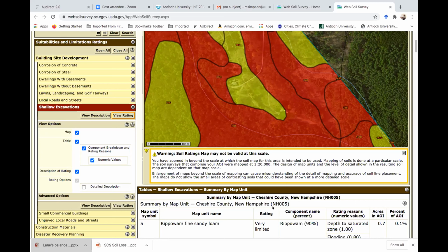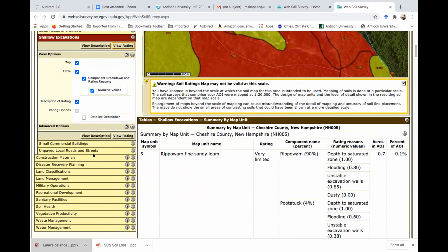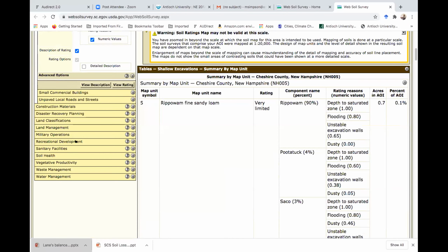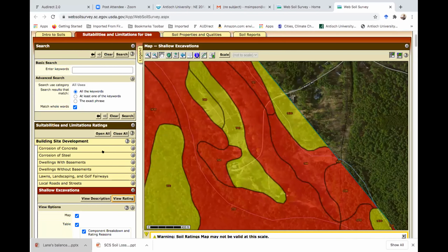let's see if I got a soil survey right here. Nope. My soil surveys are underneath my screen, holding my screen up. So such is life. So it's all the same information that you'll get in a county soil survey, and all this information on all these tables here, okay? Everything is in tables in the back of the county soil survey.